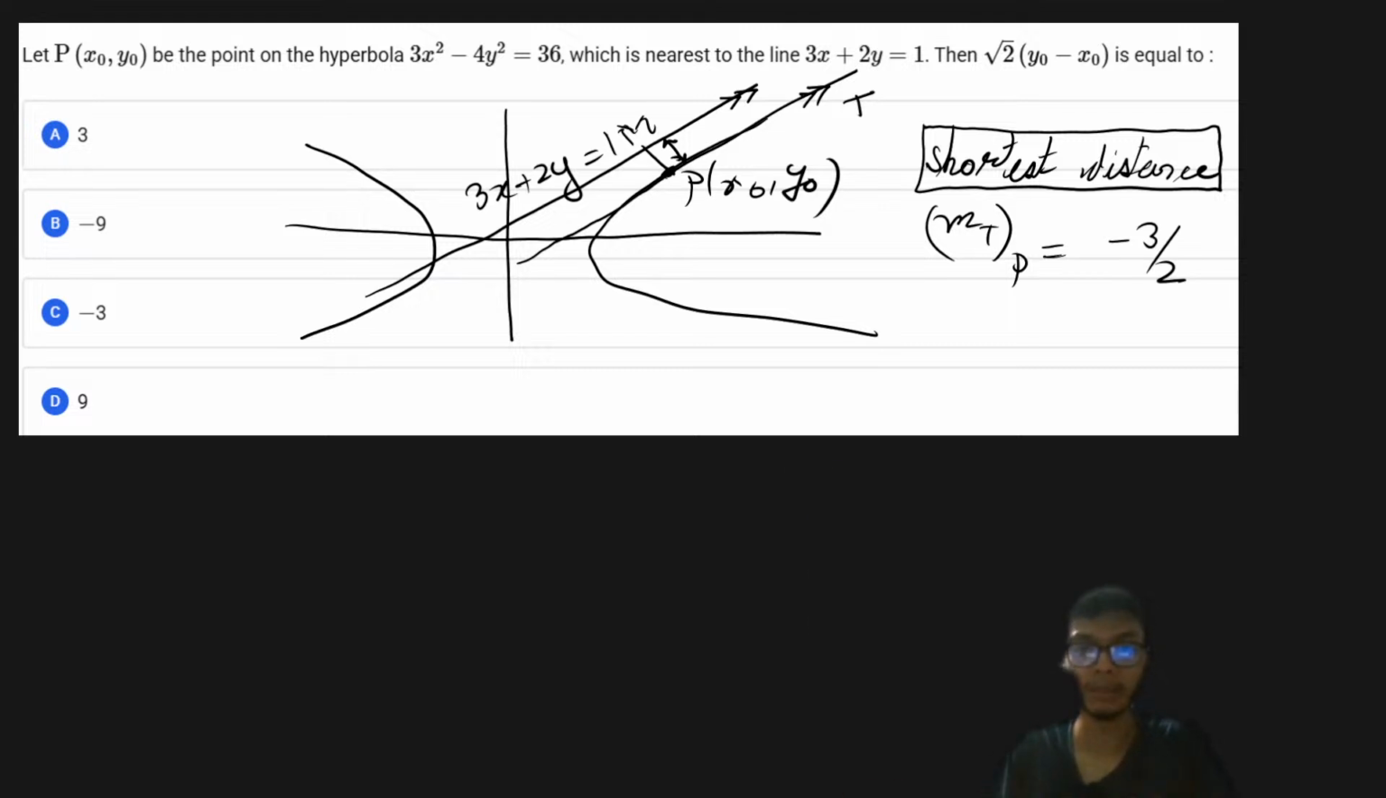In order to find the point P, you take that point P on the hyperbola and pass the tangent at the hyperbola. From this, you will get the information about x naught and y naught. Once you have x naught and y naught, you can always solve this particular problem. I hope this is clear to all of you.